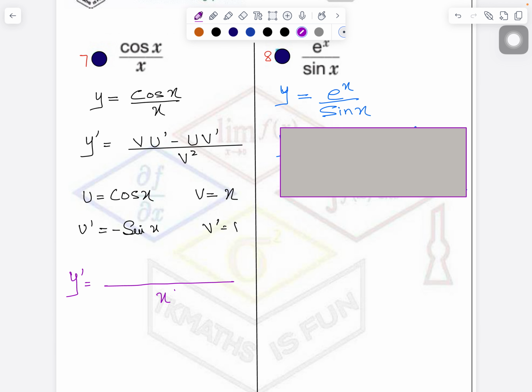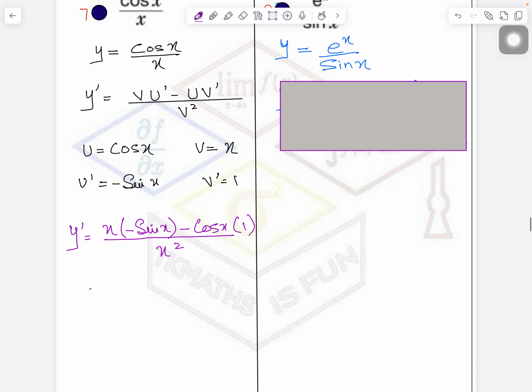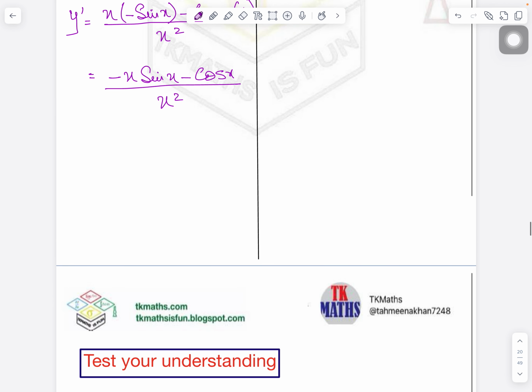So it will be x square, v u prime, sorry, it will be minus sin x, minus u is cos x and differentiation of v is 1. So nothing is common, you just need to write it down as it is, and that's all. So sometimes there is nothing common, so you cannot take anything common out.